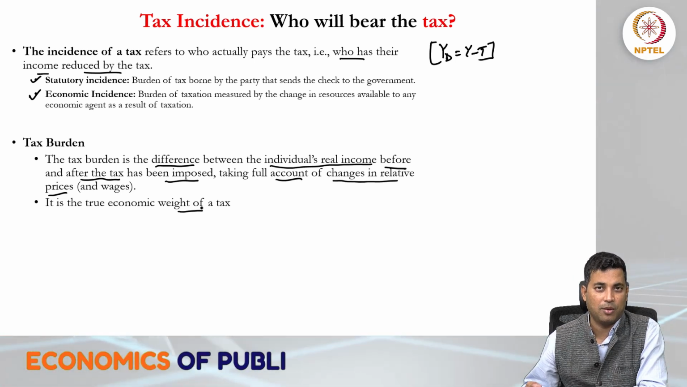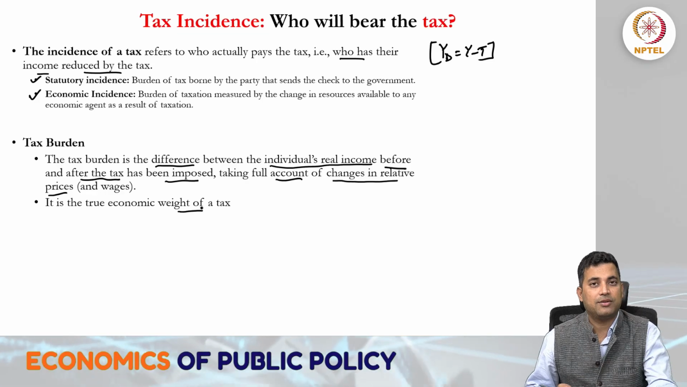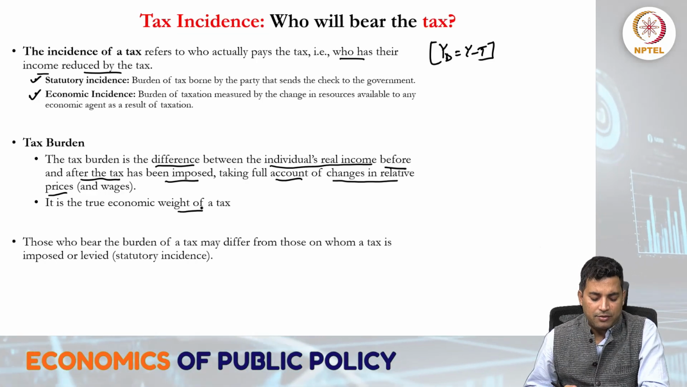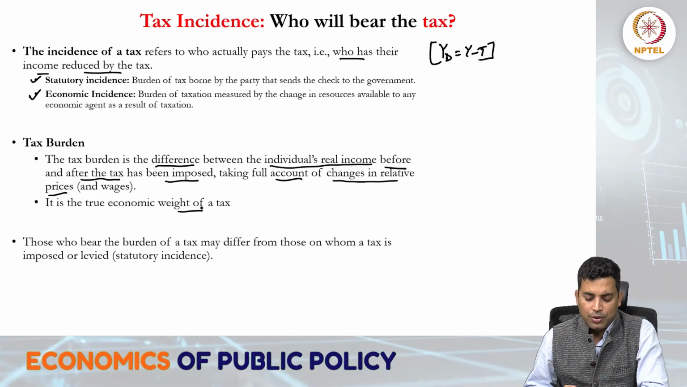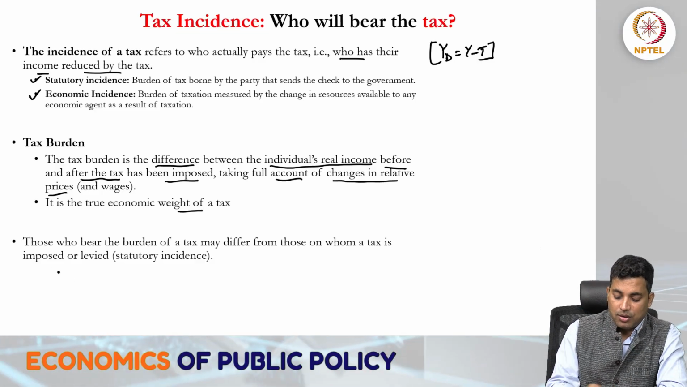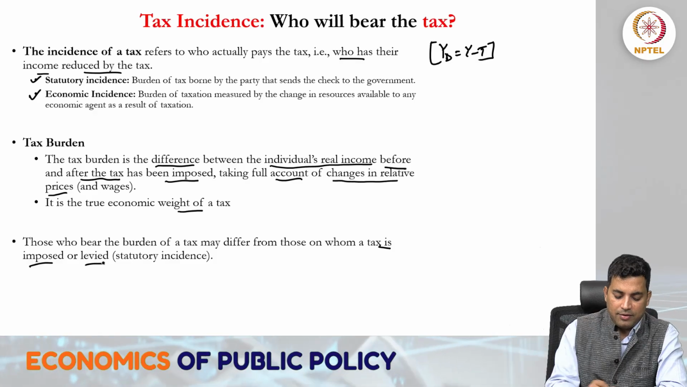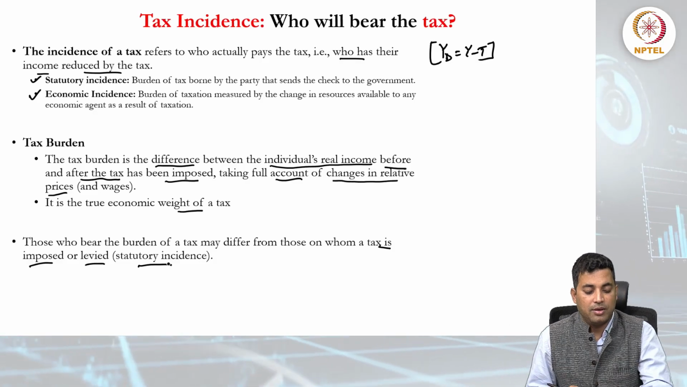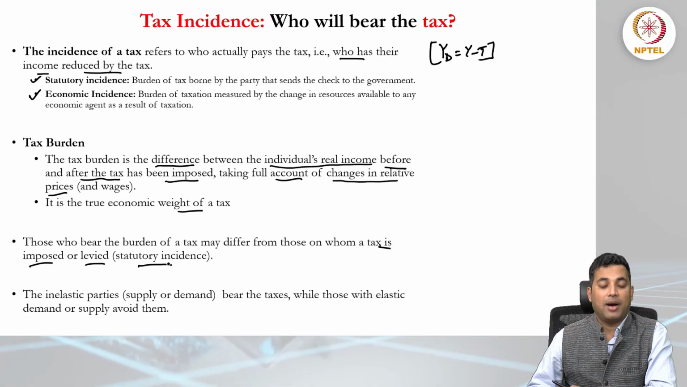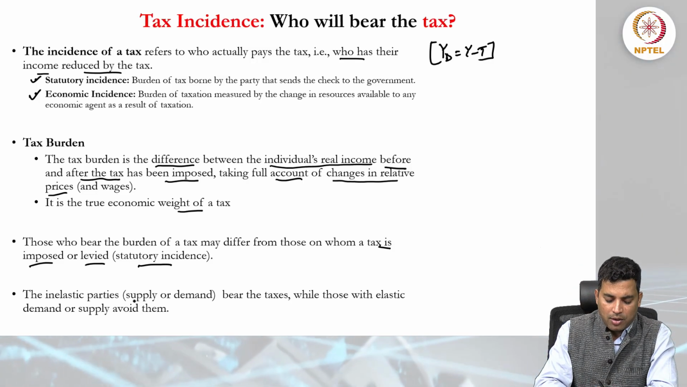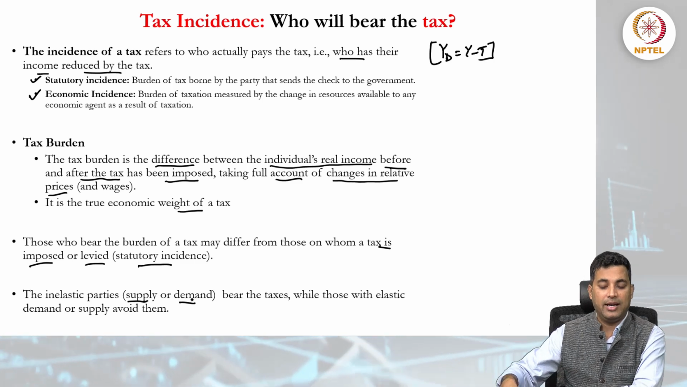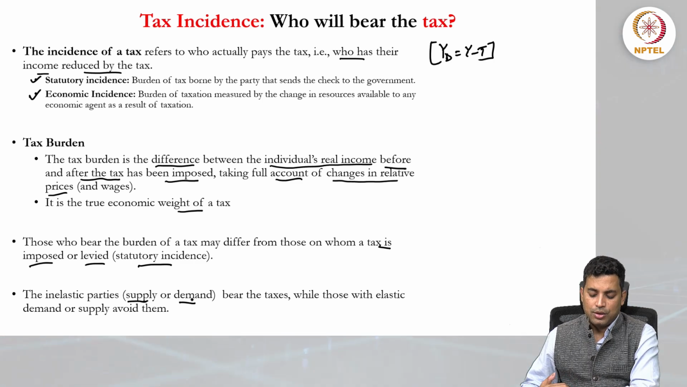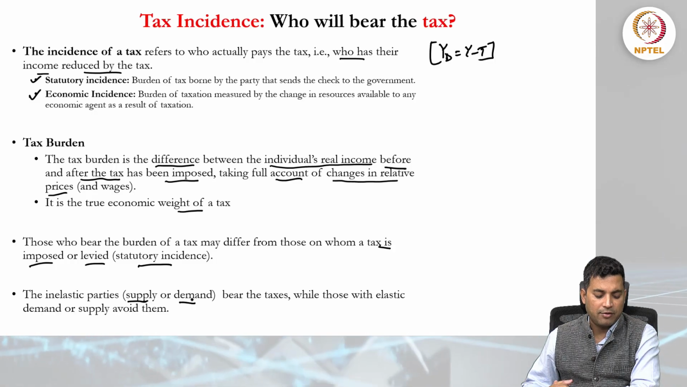of bearing the tax. So this is called tax burden. Those who bear the burden of a tax may differ from those on whom a tax is imposed or levied, and basically this is the statutory incidence that we are talking about. So the inelastic parties, when we are talking about whether elastic or inelastic, bear the taxes, while those with elastic demand or supply avoid the taxes.